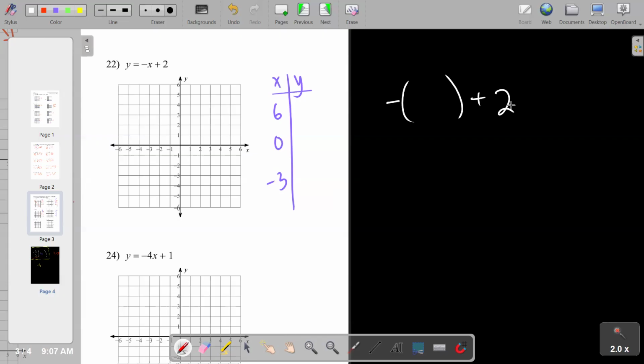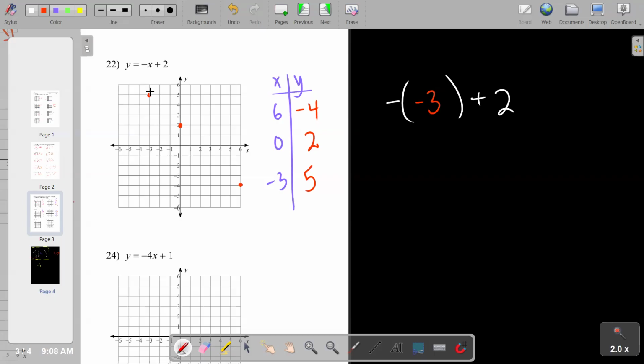That's literally what negative means, is opposite. And so if I take the opposite of 6, I get -6, and -6 plus 2 is -4. The opposite of 0 is 0 plus 2 is 2. What's the opposite of -3? 3 plus 2 is 5. Yeah. Those are some great, nice spread out points. So right 6 down 4, stay put up 2, left 3 up 5. And again, those look pretty good.